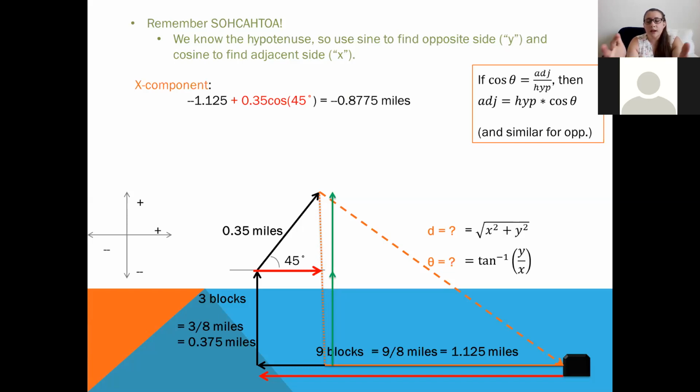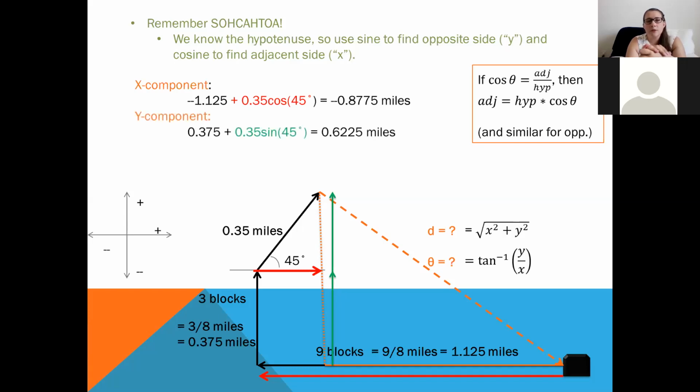Which means when we add these two vectors together, since we're starting off with that 9 blocks west, and west is a negative direction, that's negative 1.125 miles. And then we go back east, which is a positive direction. So we add 0.35 times the cosine of 45. And that gives us a negative 0.8775 miles.